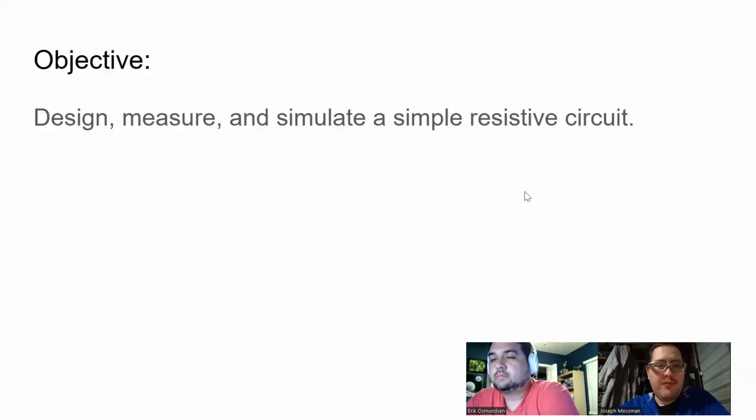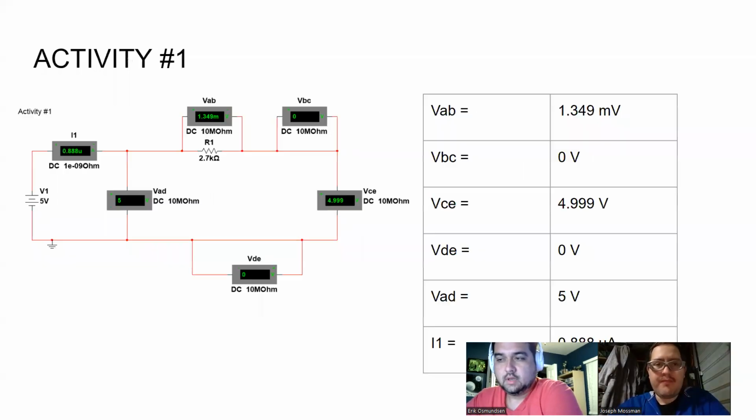Our objective today will be to design, measure, and simulate a series of simple resistive circuits. For activity one, we had the conditions of selecting a voltage supply between 2 volts and 6.2 volts. So I selected 5 volts and a resistor greater than or equal to 2.7 kilo ohms. We had to measure the following variables that you see in the table there and tabulate it.